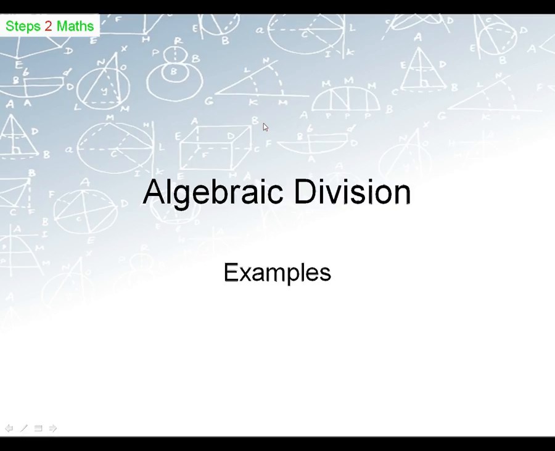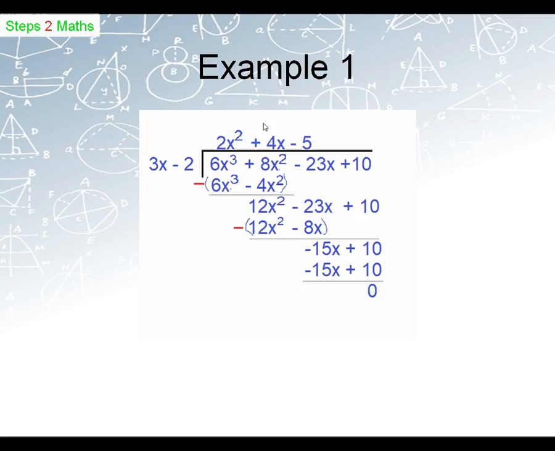In this second video on algebraic division, we're going to be looking at two of the examples that I mentioned in the text. Let's have a look at them. In the first example, we're going to be looking at the expression 6x cubed plus 8x squared minus 23x plus 10 divided by 3x minus 2. Now, what we were looking at here was the issue of being careful with negative numbers. However, the method is exactly the same as before.